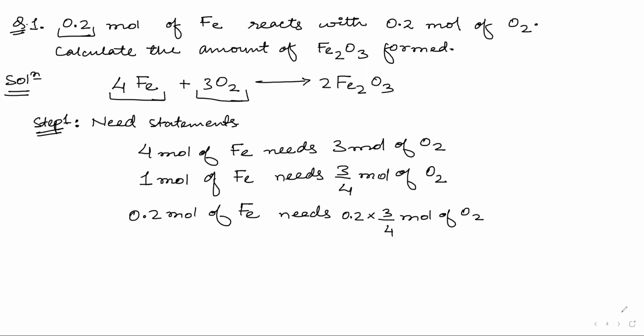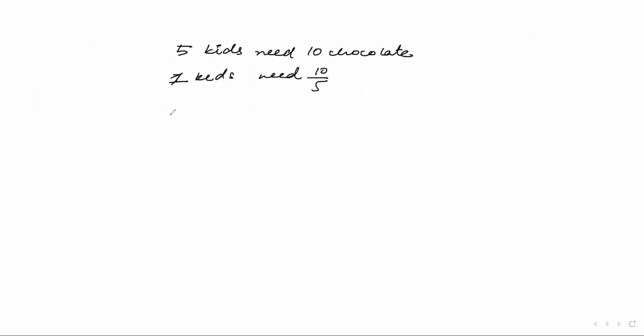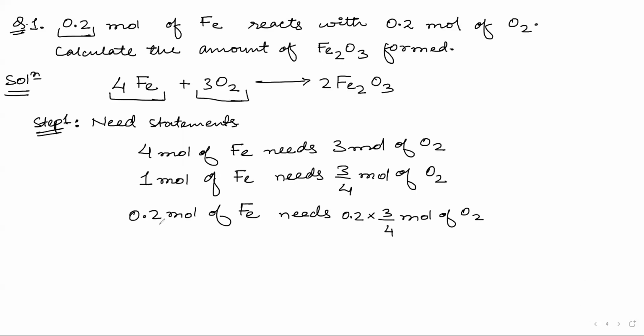Yes or no? Yes, sir. Yes, unitary method. Again, 1 kid needs 10/5, so 13 kids need 13 into 10/5 chocolates, right? Yes. Okay, so 0.2 mole of Fe needs... If we calculate this, how much will it be? You will get this as 3/4 into 2, 3/4 into 2. You will get it as 0.15, I guess.